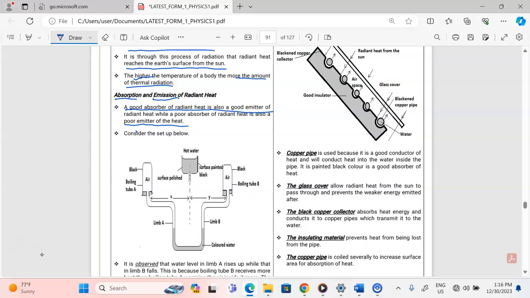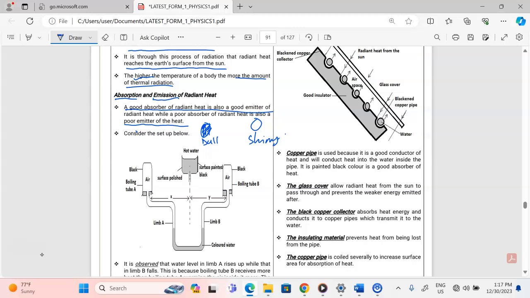Let me give an example of two bodies, A and B. If we have an object here which is, let's say, dull, and another one here which is shiny, it's very good for you to know that the dull one absorbs thermal radiation at a faster rate than the shiny one. But something else you should know is that if the two bodies are initially hot, they will be emitting heat to the surroundings. Therefore, again, the dull one will also emit radiant heat at a faster rate than the shiny one.